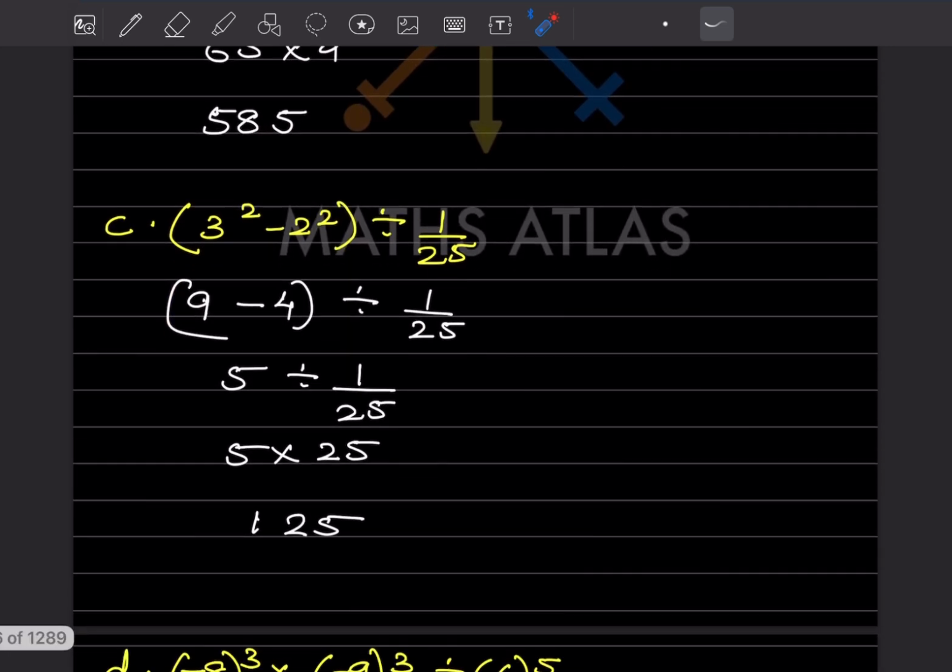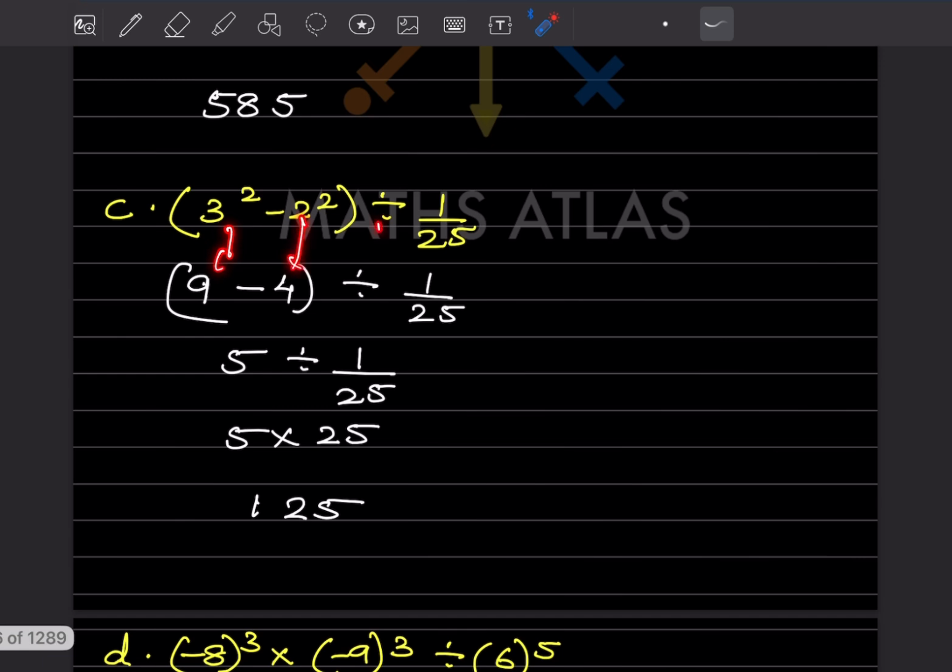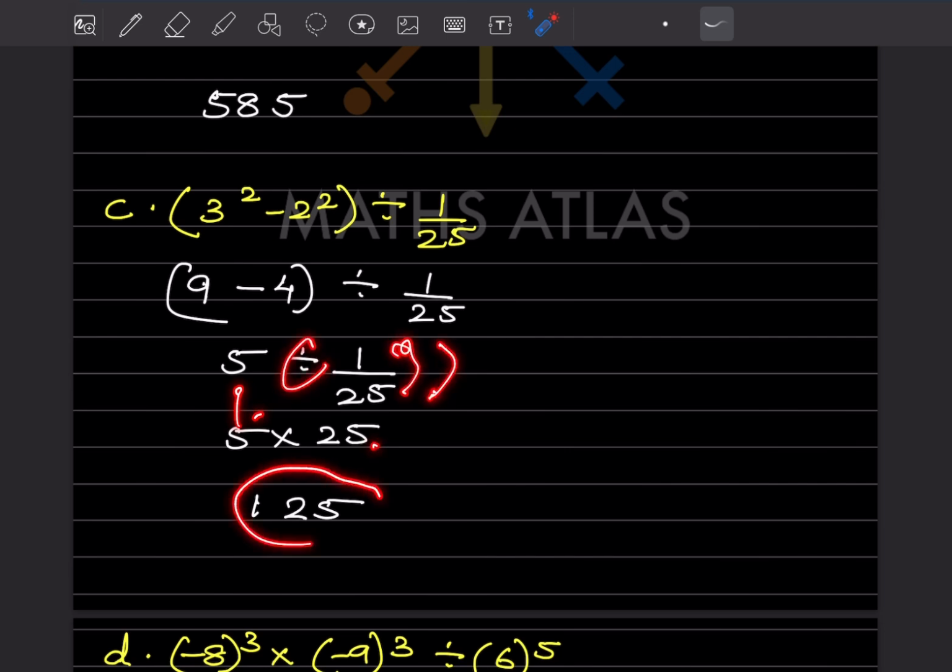So here it will be 9 minus 4 divided by 1 by 25. So this will be 5 divided by 1 by 25. So 5 will be multiplied by 25, that will be 125.